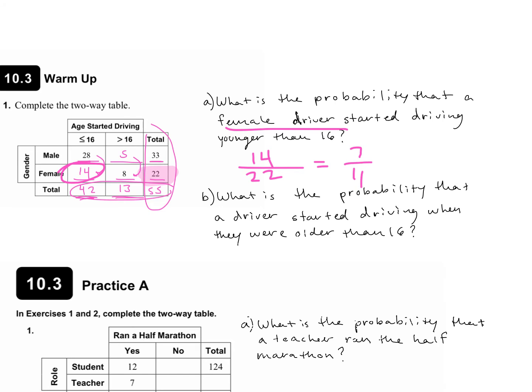What is the probability that a driver started driving when they were older than 16? So this one, it just says a driver. So that's all of our drivers total. So 55. Older than 16, this one's greater than 16, so that would be 13 people total started driving when they were older than 16. Doesn't matter male or female. This question says nothing about male or female, so we just look at how many people total.